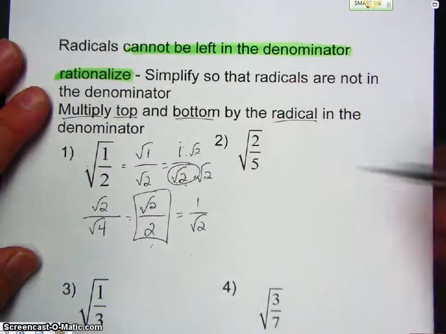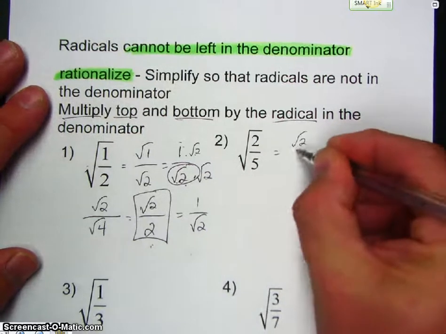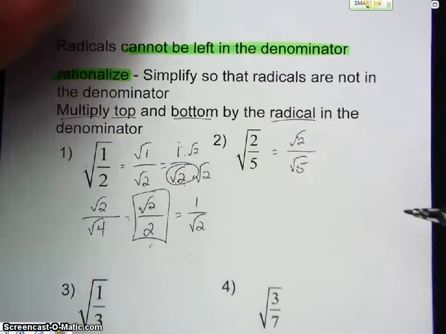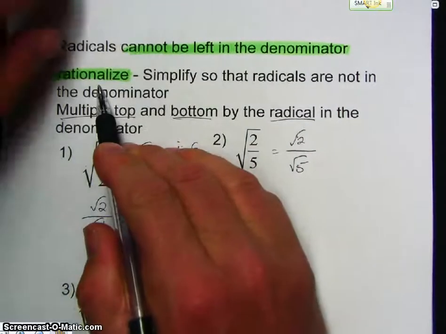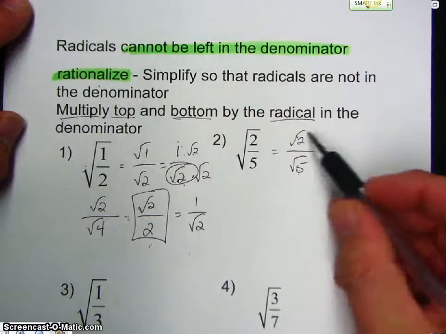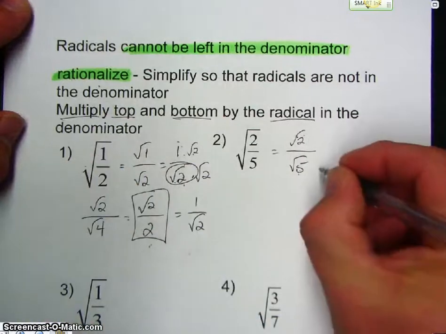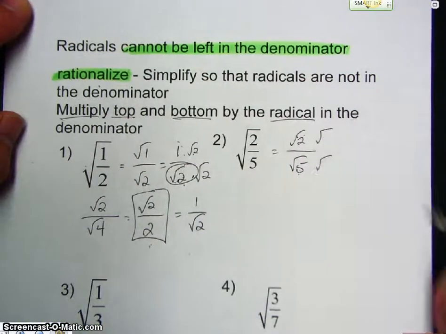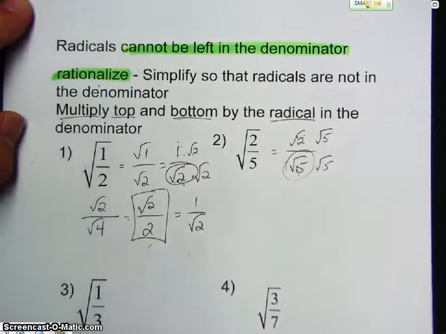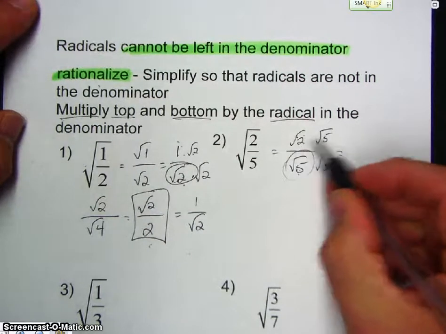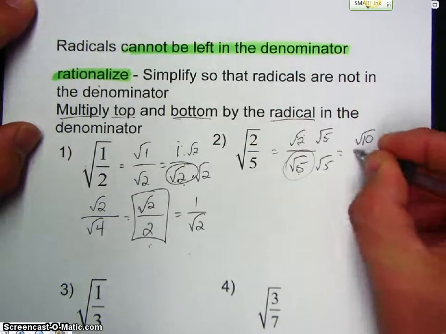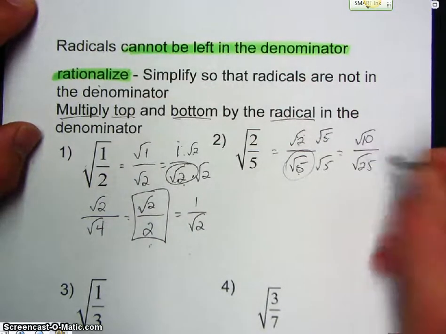Number 2, we pull this apart: radical 2 over radical 5. None of them can be simplified. Now I have to rationalize, because I cannot have a radical in the denominator. So I must multiply the top and bottom by that radical, square root of 5. Since they're both square roots and I'm multiplying, I can multiply the two numbers, so that's square root of 10 over square root of 25.